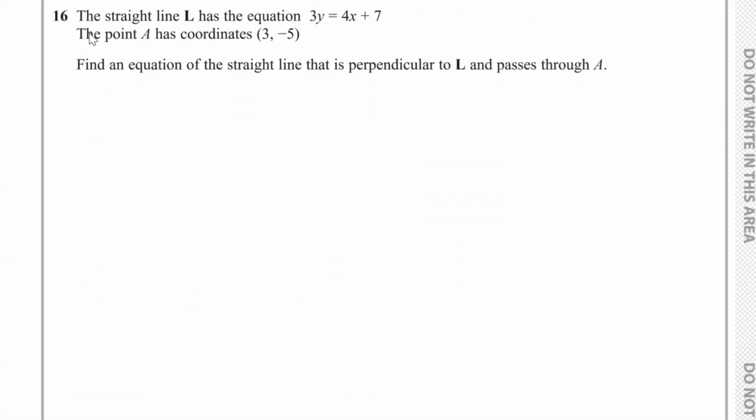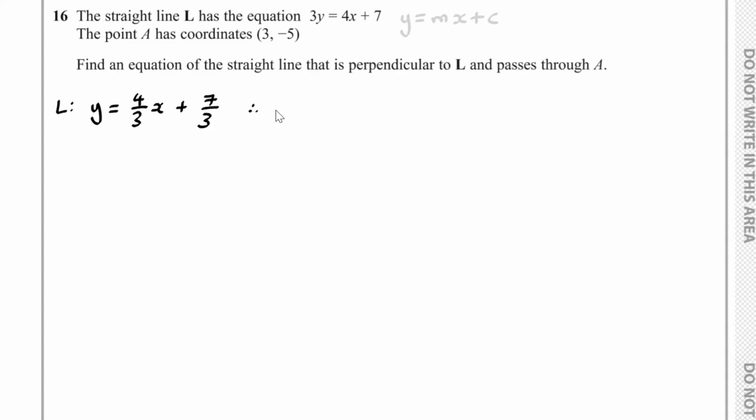Question 16. A straight line L has the equation 3y equals 4x plus 7. Point A has coordinates (3, minus 5). We have to find an equation of the straight line L2 that is perpendicular to L and passes through A. So for this question, to find out the gradient of L, we have to rewrite it in the form y equals mx plus c, and we can do that by dividing both sides by 3. So the equation of L, we have y equals 4 over 3 x plus 7 over 3.